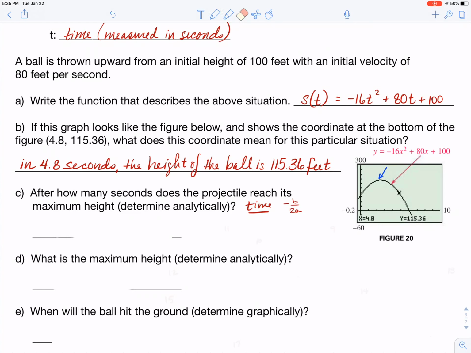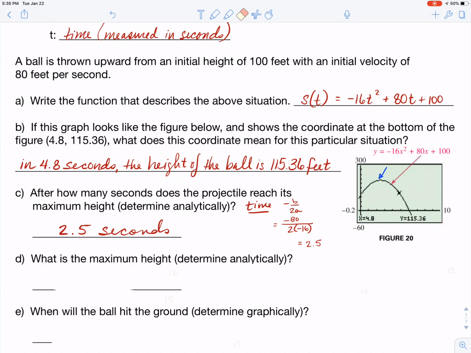So the first thing I'm going to do is use my shortcut, negative b over 2a. And my b value I know is 80. My a value is negative 16. So I'm going to have negative 80 over 2 times negative 16. Simplify your fraction here and you have 2.5. So what exactly does this mean? My projectile is going to reach the maximum height in 2.5 seconds.